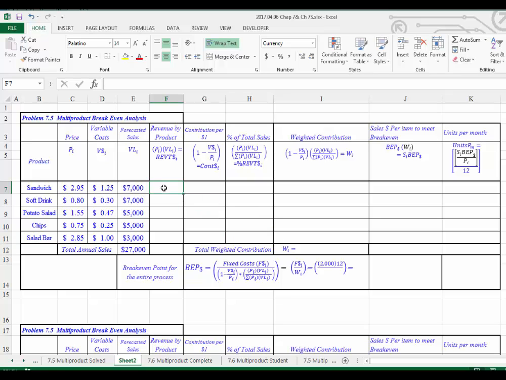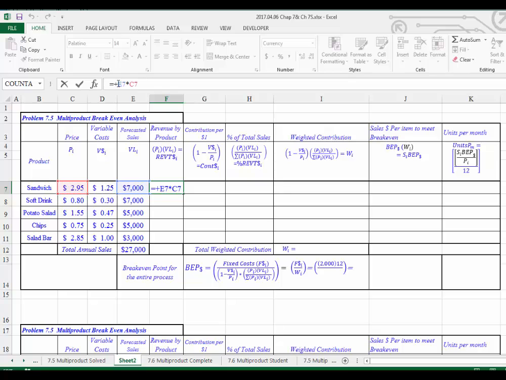So we're going to start with computing the amount of revenue that we will earn if we sell our forecasted number of sandwiches, which is 7,000. So we hit plus, or you can put an equal sign, either one. We're going to click on our volume, and we're going to multiply that times the price. So that's where we get that 20,650.